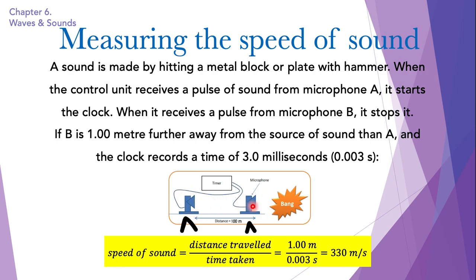But microphone A receives it first, so it turns the timer on, and when microphone B receives the sound, it turns it off. So it's a very short time interval, which is 0.003 seconds, 3.0 milliseconds. So this is then divided by the distance, which is 1.00 meters, and when we divide them we get 330 meters per second. So this is how we measure the speed of sound.